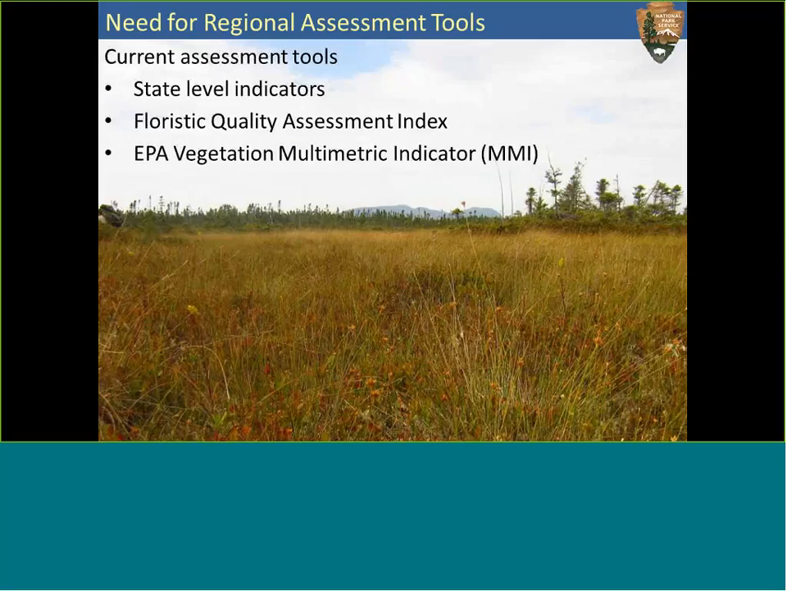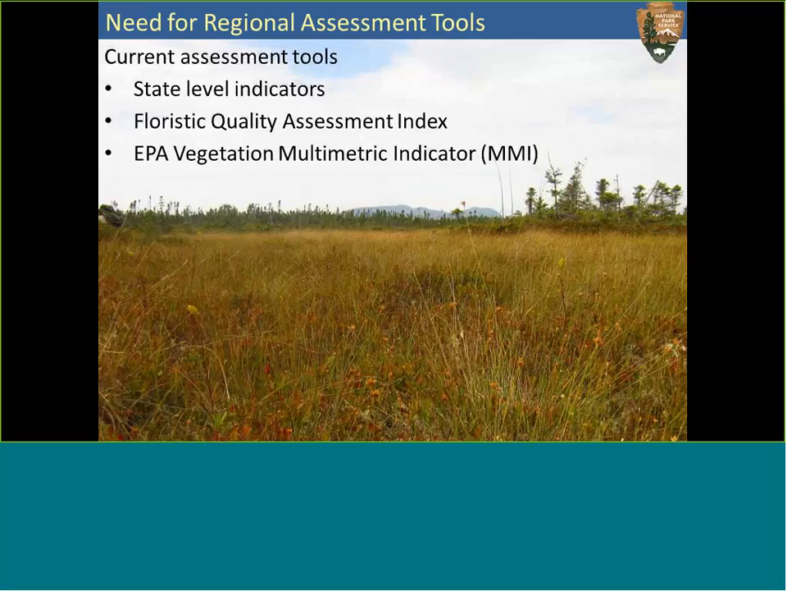So the EPA developed a national vegetation MMI, or multimetric indicator, based on the National Wetland Condition Assessment data. Kind of backing up, multimetric indicators take multiple metrics, each of which are a relatively unique measure of condition, and combine them into one indicator to measure overall conditions. And MMIs are often more responsive to change in condition or disturbance than just examining each indicator in the MMI on their own. They're really powerful tools.